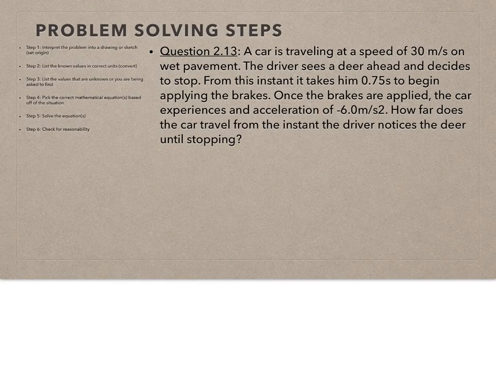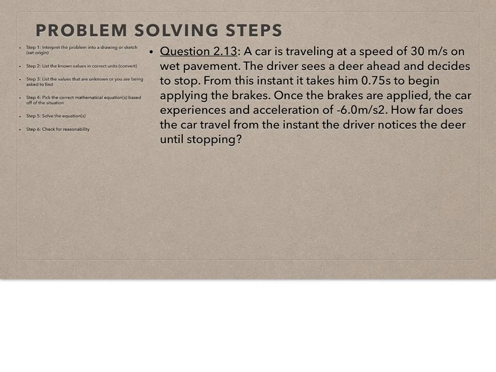Next example: a car is traveling at a speed of 30 meters per second on wet pavement. The driver sees a deer ahead and decides to stop. From that instant, it takes him 0.75 seconds to begin applying the brakes. Remember, he cannot make a decision to apply the brakes until after he's seen the deer. Once the brakes are applied, the car experiences an acceleration of negative 6 meters per second, well, it's supposed to be squared. How far does the car travel from the instant the driver notices the deer until stopping?